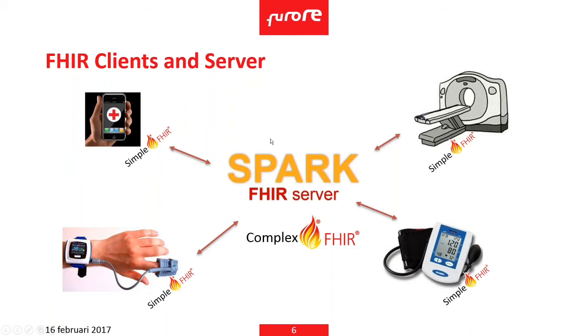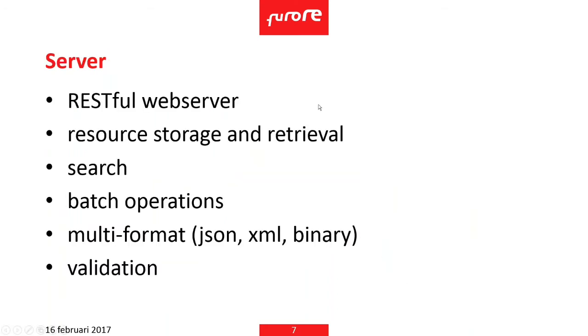Well, Spark handles that for you. That's why we have a server. So it's a RESTful web server. It can store resources of any type. There are, I believe, about 120 different resource types in FHIR currently. And obviously you can retrieve them as well, including the history of it. You can search on them. You can do batch operations, which means you're bundling up several REST calls and sending them at once.